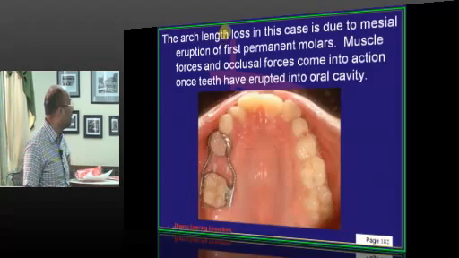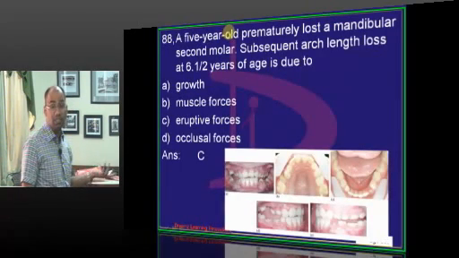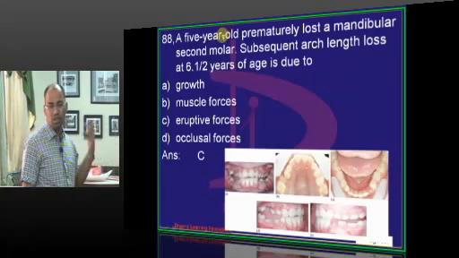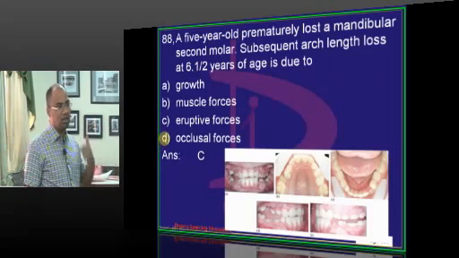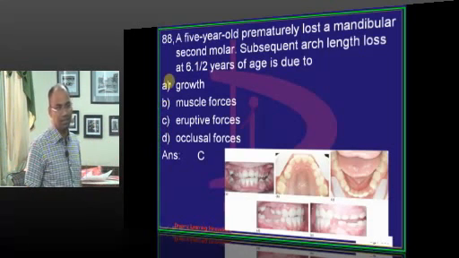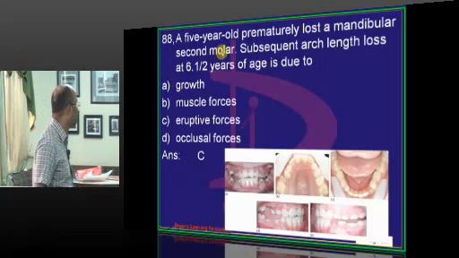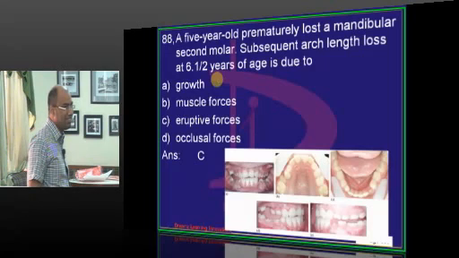Not growth. In what way growth? Which is growing there? Mandible is growing normally. You understood? Mandible is growing normally. Teeth are not growing, teeth are erupting, isn't it? Yes, but that is not there here.